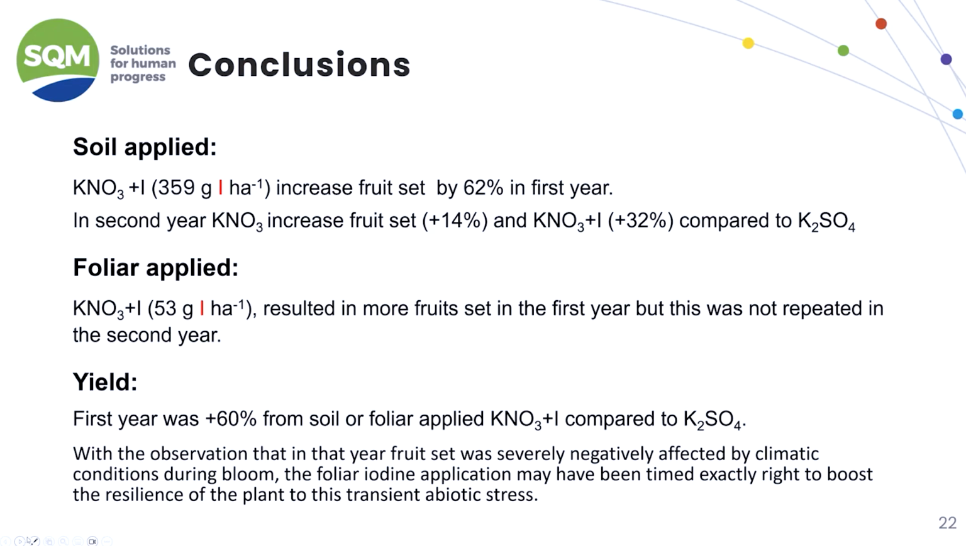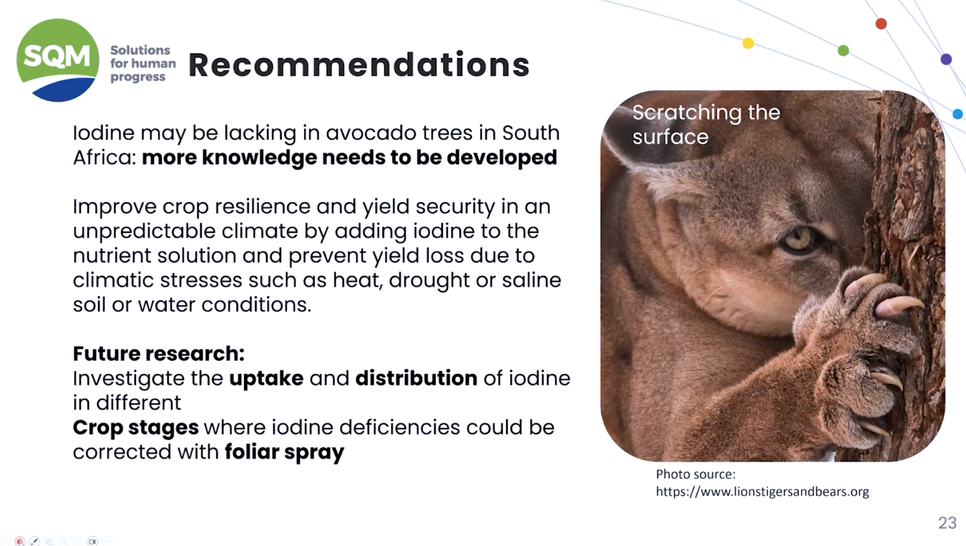So to wrap up to the conclusion, we saw a yield increase, both from soil and foliar applied, the first year. We did not repeat the foliar application in the second year, and we still have a lot of questions, but it does seem that there is not enough iodine to go around in South Africa, so it might be beneficial. We just need to really find out specifically for South Africa where these advantages are. So we are just scratching the surface on avocado and iodine in general, but specifically also for South Africa.